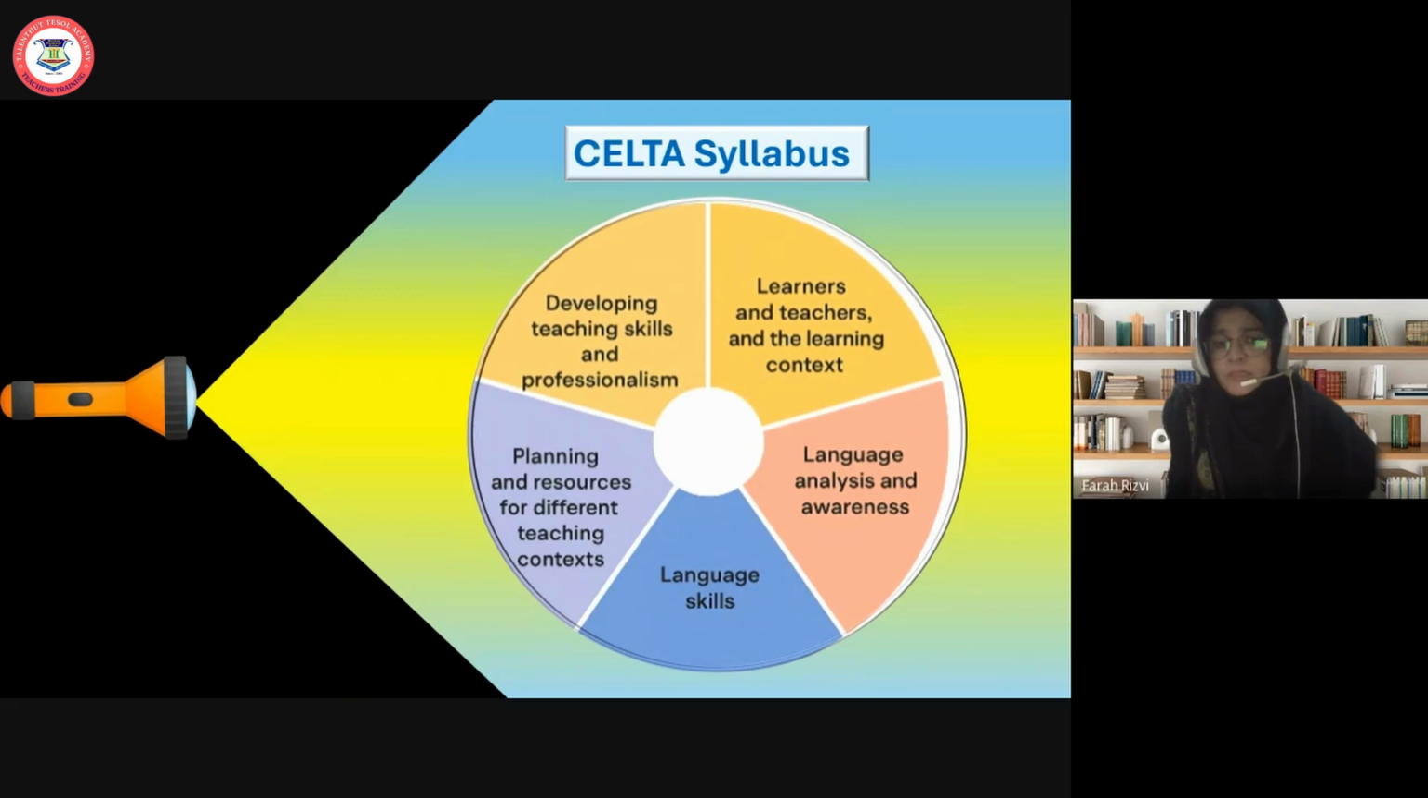Language skills is the third most important component of the CELTA syllabus, and it deals with the four basic skills we know: listening, reading, writing, and speaking, focusing on fluency and accuracy. Planning and resources for different teaching contexts. You know that after receiving the CELTA certificate, you will be recognized as a globally certified teacher. It means you are going to teach learners of different contexts, belonging to different cultures. So this part of the CELTA component prepares you for planning and using the resources effectively.